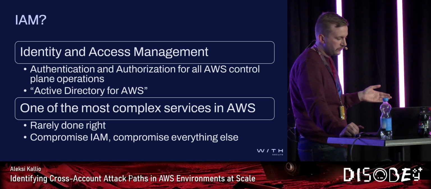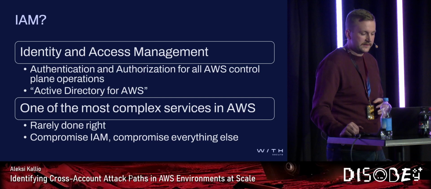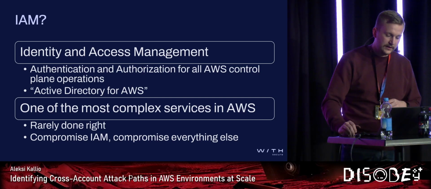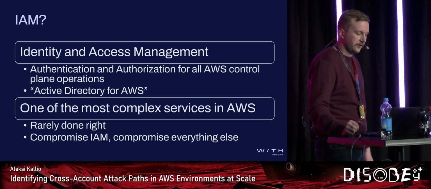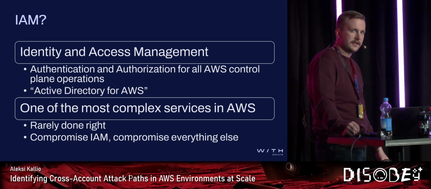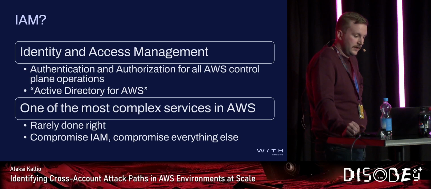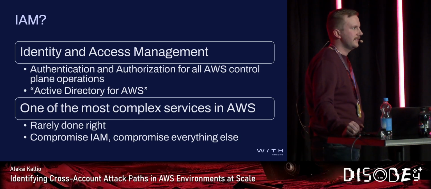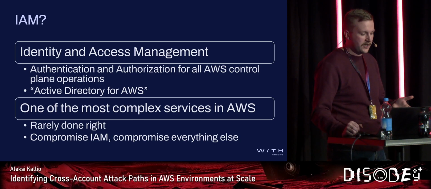So if you're trying to do some actions in the AWS account, IAM is the service making the decision of whether this identity is allowed to do it or not. If you don't know AWS, it's pretty much like Active Directory for AWS, or AWS's equivalent of Active Directory. It's also pretty complex, and probably it needs to be because it needs to cover all the possible use cases and scenarios you might want to configure. And because of that, it's pretty hard to do right.